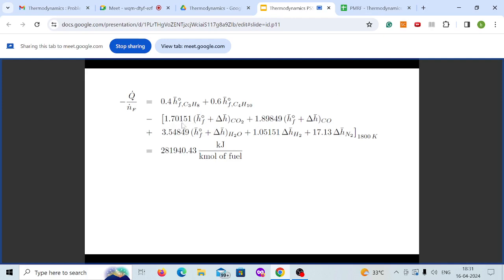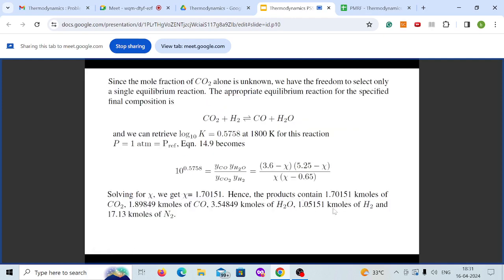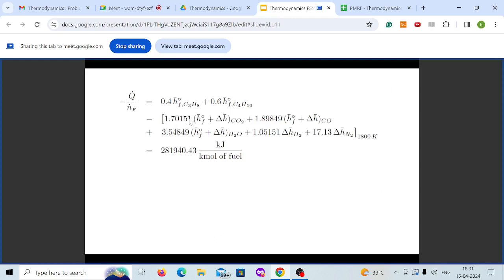For the product, we know the moles of each component present. So moles of carbon dioxide into your enthalpy of formation plus your delta H, and similarly moles of carbon monoxide into the corresponding enthalpy, plus moles of water multiplied by the enthalpy of water, plus moles of hydrogen multiplied by the enthalpy of hydrogen, plus moles of nitrogen into the corresponding enthalpy of nitrogen. This we have to find at 1800 Kelvin.